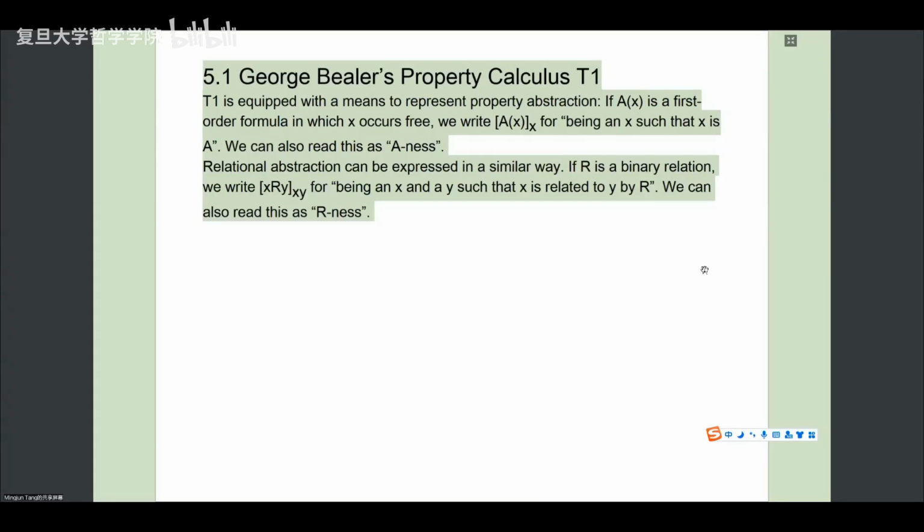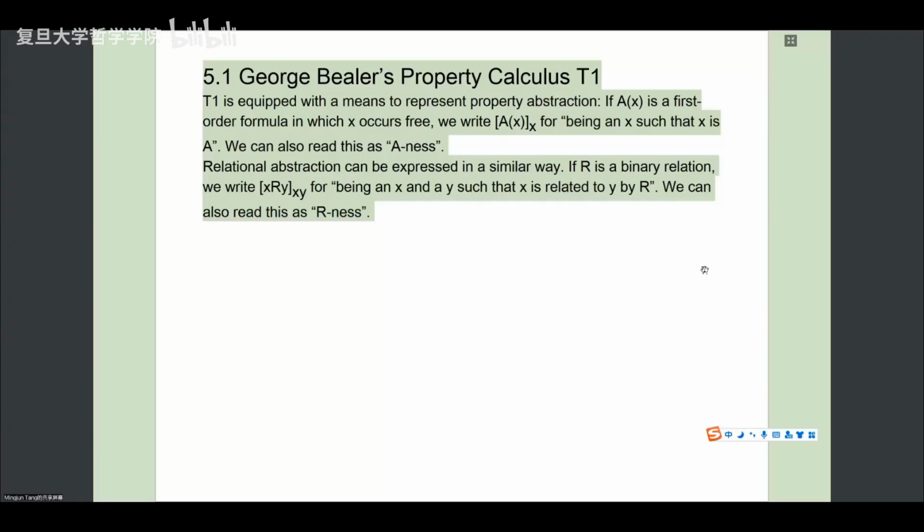So first of all, George Wheeler's property calculus T1. T1 is equipped with a means to represent property abstraction. If A(x) is a first order formula in which x occurs free, we write A(x) in square brackets with subscript x for being an x such that x is A. This is how we read this. And we can also read this as A-ness. So we have a means here for representing property terms.